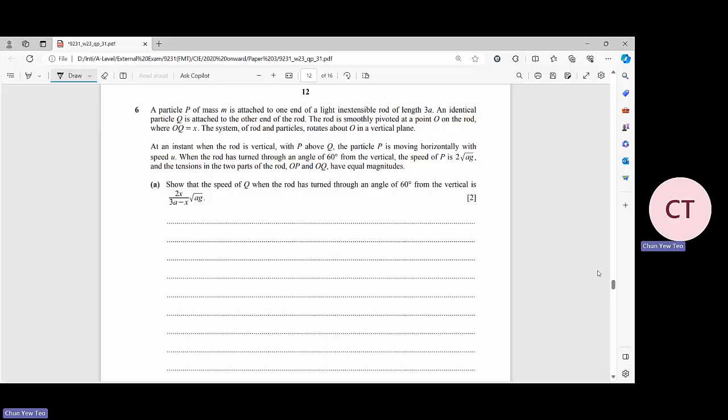Okay, now we take a look at question number 6. Particle P of mass m is attached to one end of a light inextensible rod of length. An identical particle Q is attached to the other end of the rod. The rod is smoothly pivoted at a point O on the rod, where OQ is equal to X. The system of the rod and the particles rotates about O in the vertical plane. So you can see that this is the meaning of the diagram.